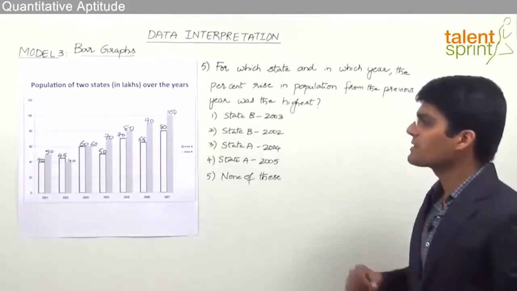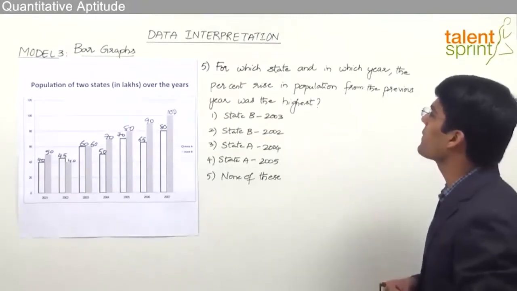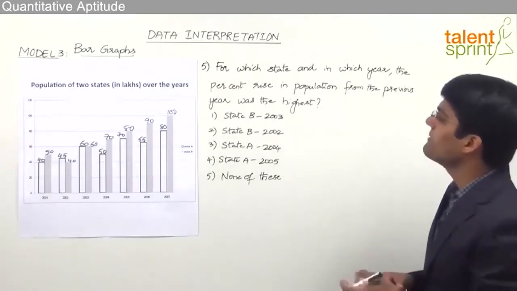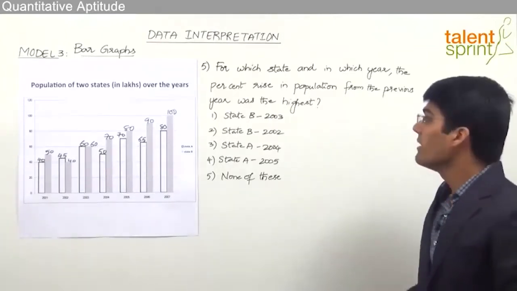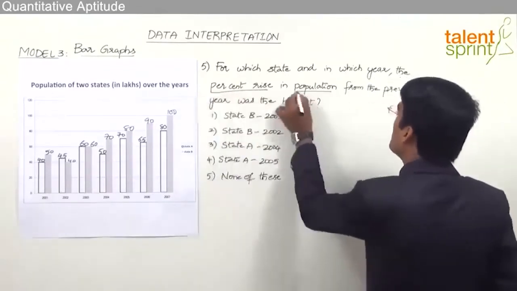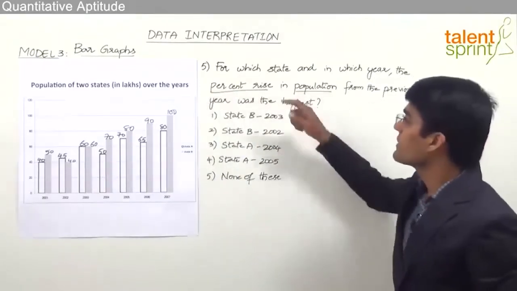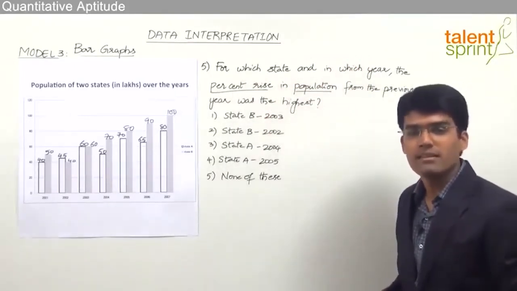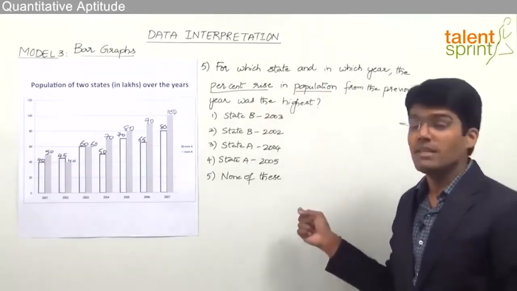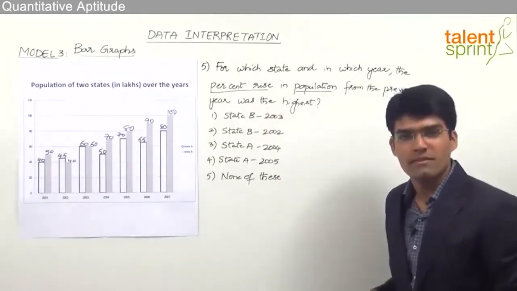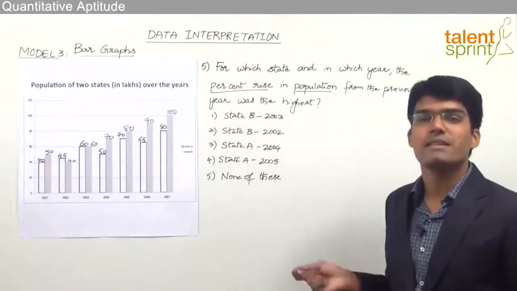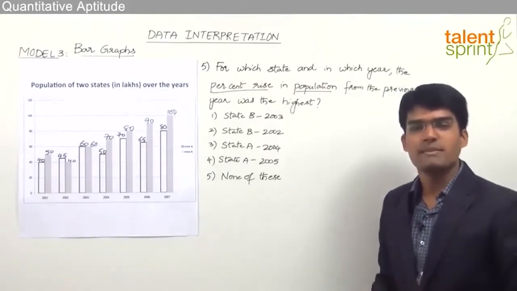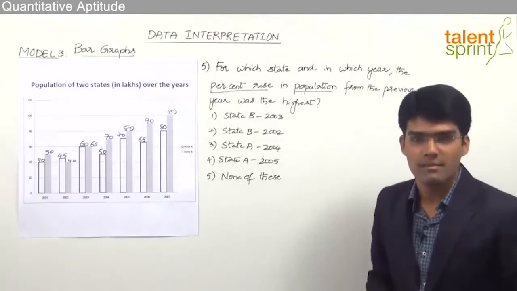Let us now take the last question for this given bar chart. The question here is, for which state and in which year was the percent rise in population from the previous year the highest? So here we need to find out the percent rise in population with respect to the previous year. And the question says, for which state and in which year this percentage rise was maximum. That means here for both the states, state A and state B, and for all the years 2001 to 2007, we need to find out the percentage rise with respect to the previous year and then see which of these percentage rises is maximum. That means for which state and in which year the percentage rise comes out to be maximum.